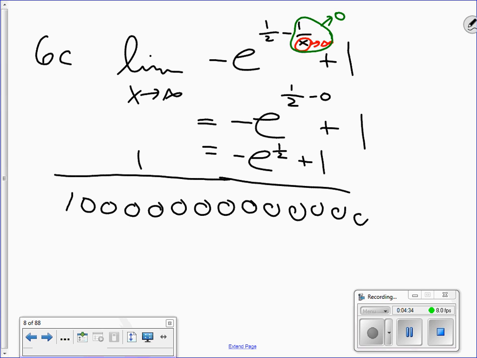That's our limit. You can leave it like that, but that's the same thing as 1 minus the square root of e. But the other form was fine.